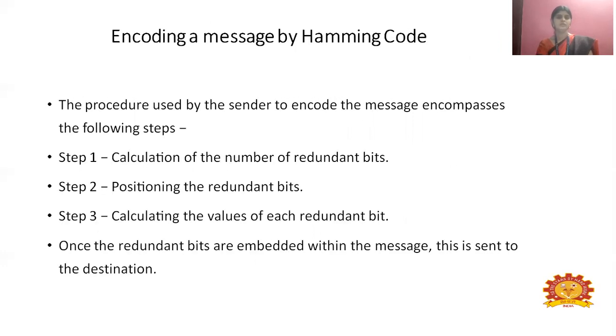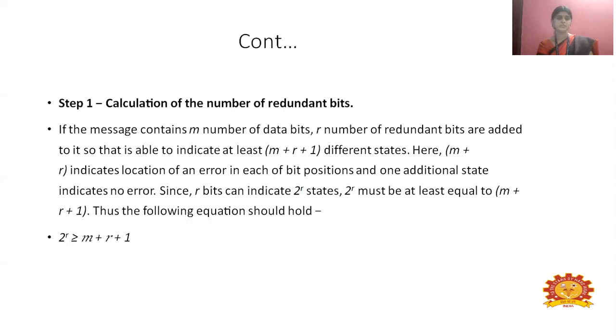So, encoding by the Hamming codes. The procedure used by the sender to encode the message encompasses the following steps. Step 1, calculation of the number of redundant bits. Step 2, positioning the redundant bits. Step 3, calculating the values of each redundant bit. Once the redundant bits are embedded with the message, it is sent to the destination. First, we are going to calculate the number of redundant bits.